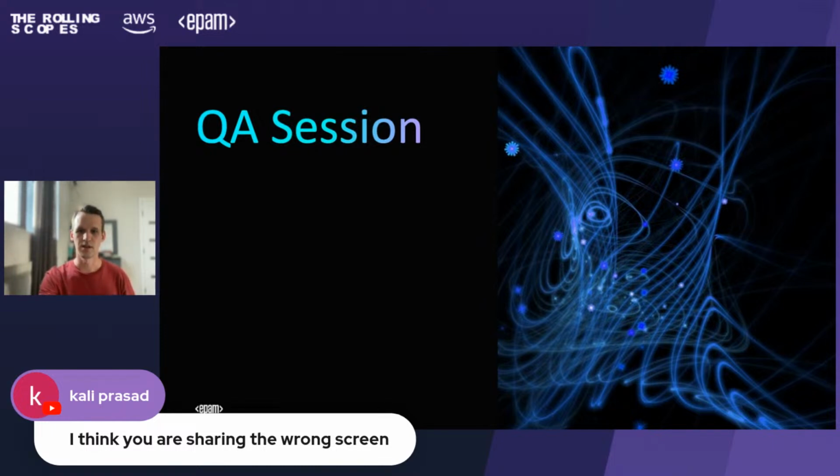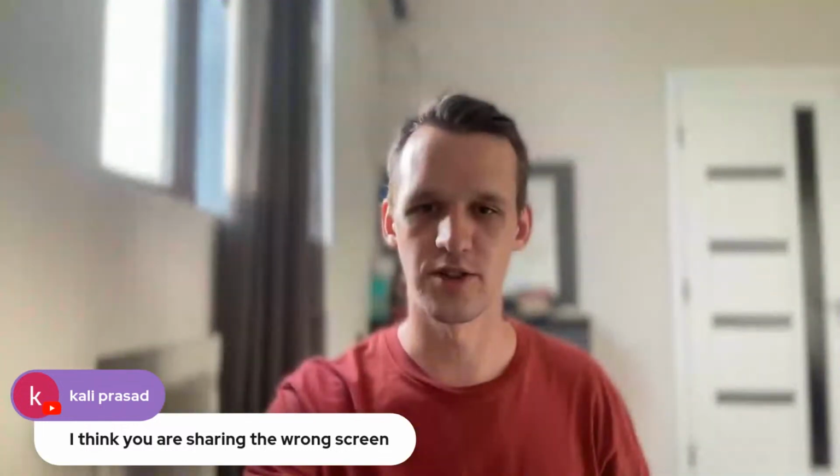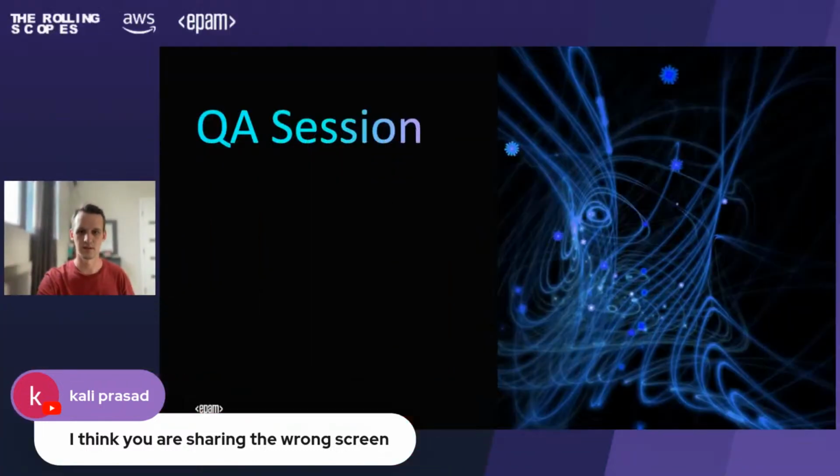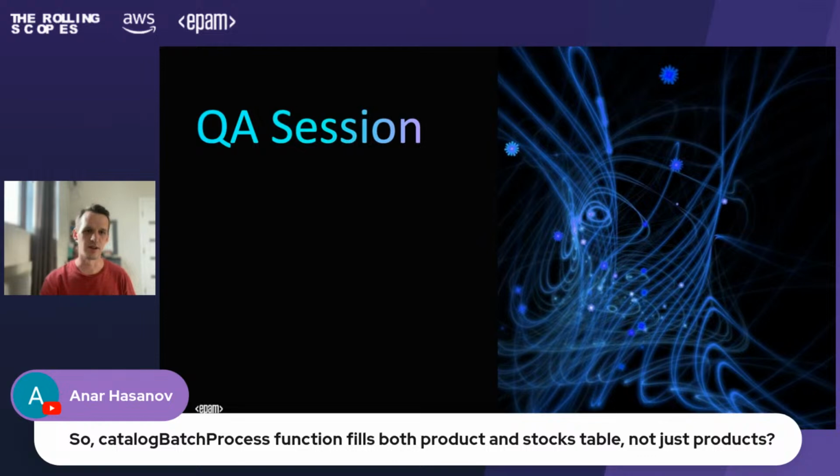Okay, there is a question. So catalog batch, oh sorry. Let's do it like this and like this. So the catalog batch first function fills both the product and stock table, not just products.